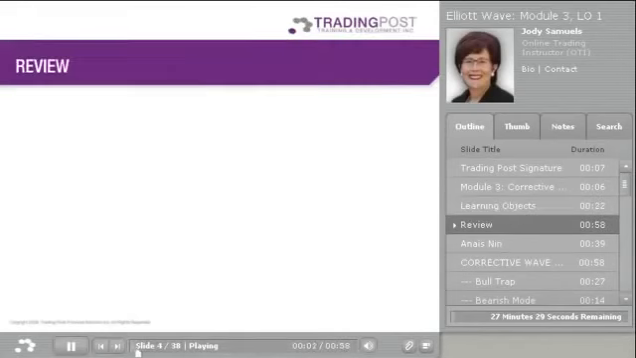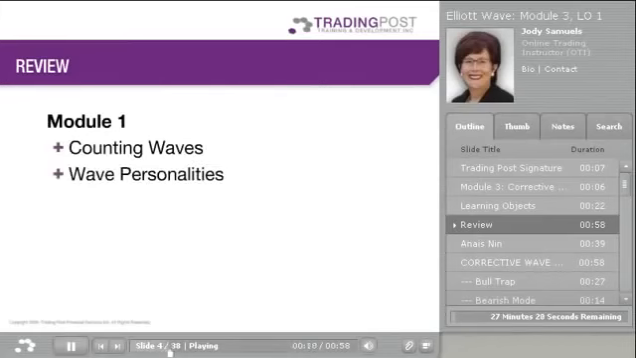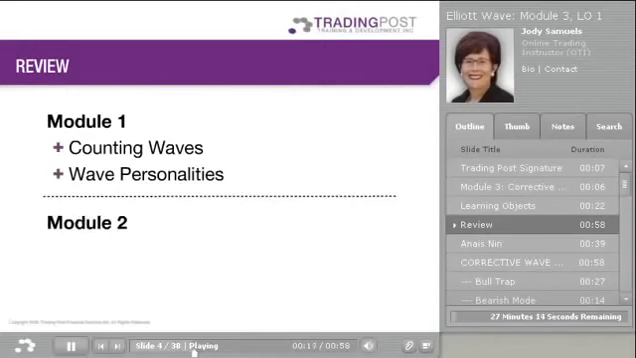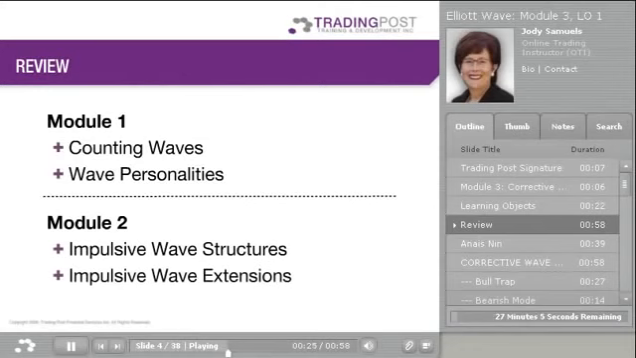Let's review what we have learned in the previous two modules. In Module 1, we learned about counting waves, and we talked about wave personalities. We now have a good idea about the rhythm of the Elliott waves as well. In Module 2, we focused on the impulsive wave structures, such as the impulse waves and the diagonals. We also learned about wave extensions of the impulse waves.